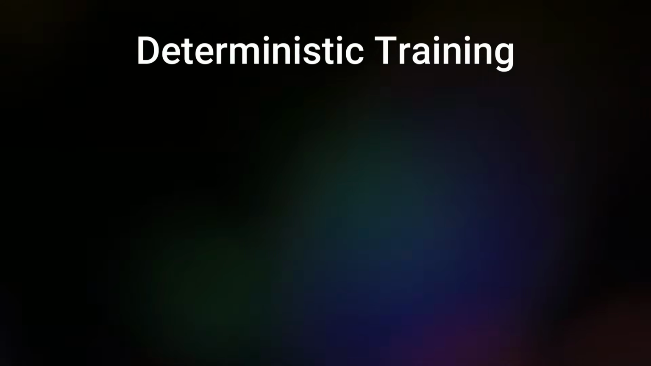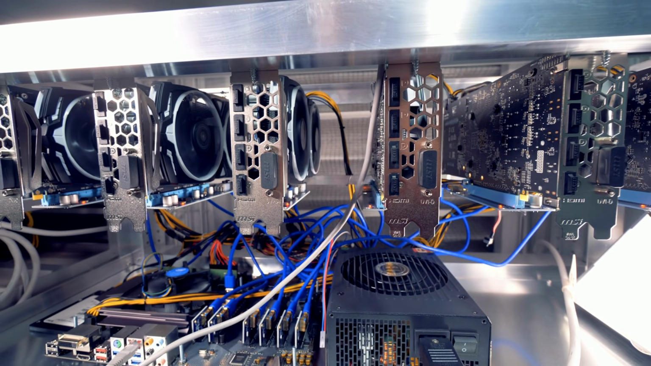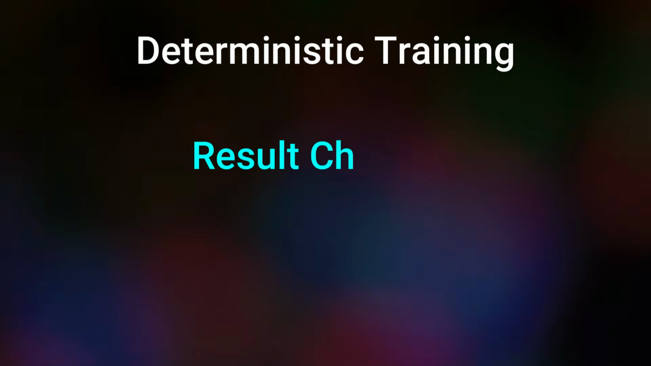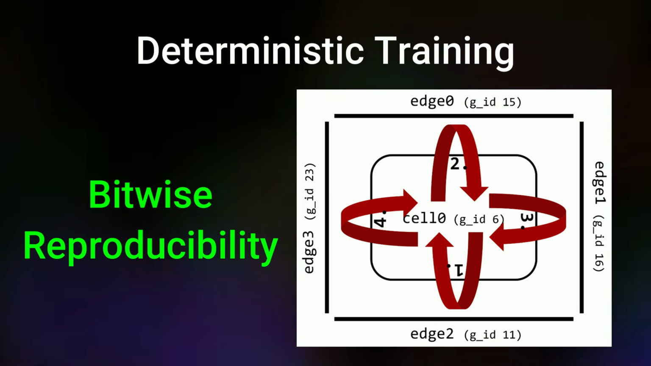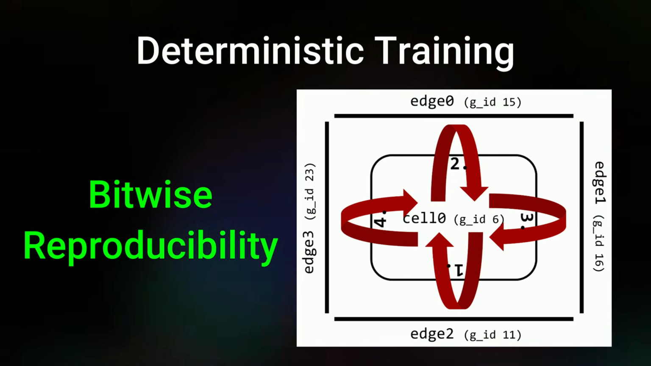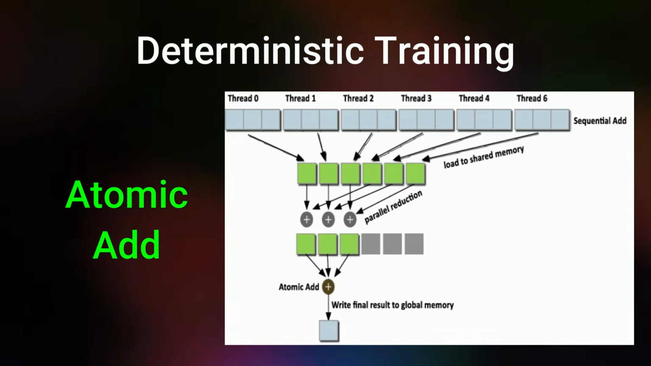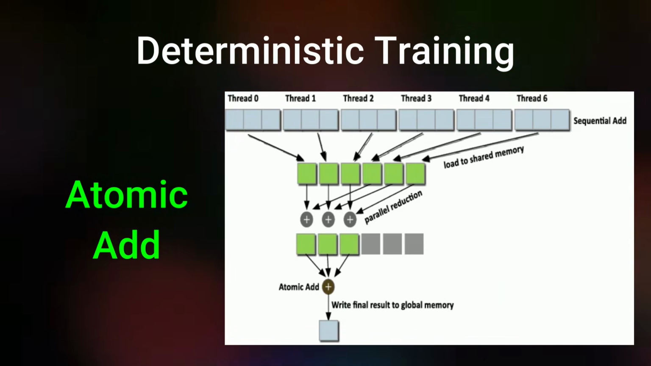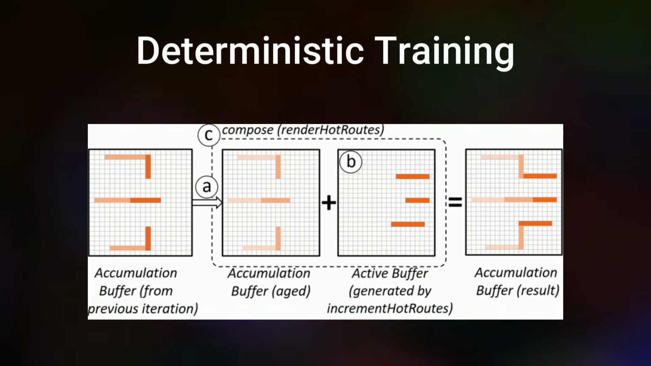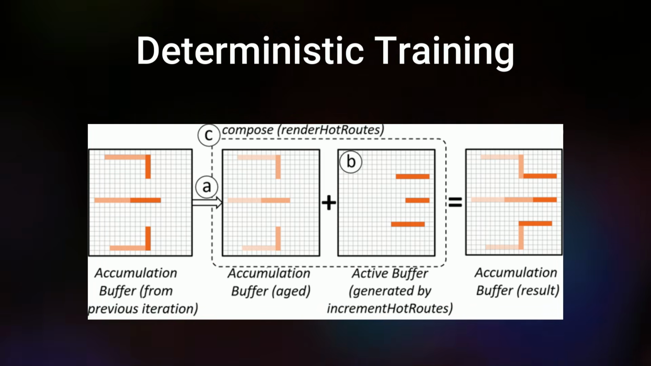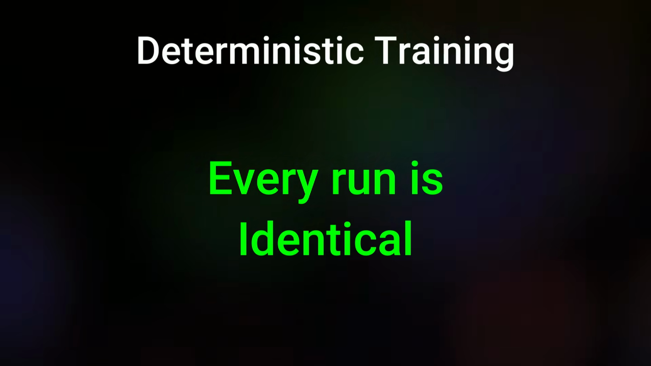Third, deterministic training. Now imagine debugging a model across thousands of GPUs. Absolute nightmare. If results change every run, you can't fix anything. That's why DeepSeek focused on bitwise reproducibility, meaning every training step can be replicated perfectly. Normally, GPUs use something called atomic add, but it creates randomness. DeepSeek avoided that. Instead, they use separate accumulation buffers for each SM and then perform one final deterministic summation. Result: every run is identical.